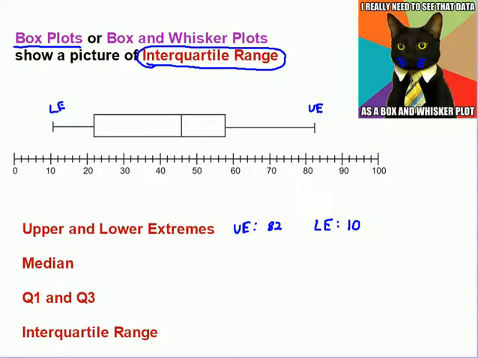Now, if you'll remember, if we were calculating the range or the total amount of distance from this lower extreme to this upper extreme, we would just subtract the two. To get the range, we would subtract 82 minus 10, and that would give us 72. That would be the range of this data. So we can already see how this can help us.